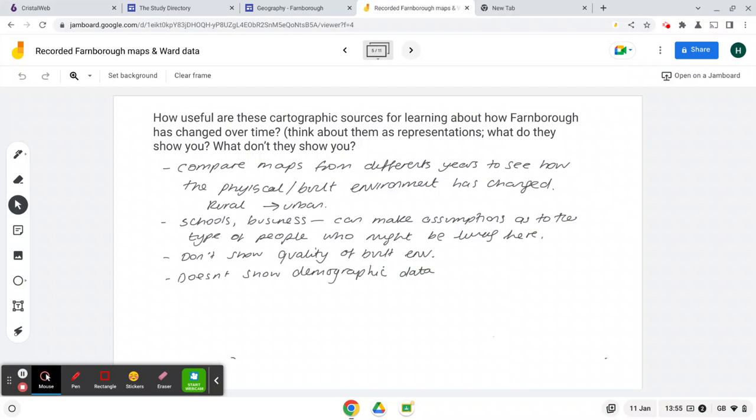We don't get a very visual image of what Farnborough looks like. So if you've never been to Farnborough and you're just looking at the maps and you don't have any photographs or other images, it's very difficult to get a picture in your head of what it actually looks like. What do those buildings look like? What are those buildings used for?